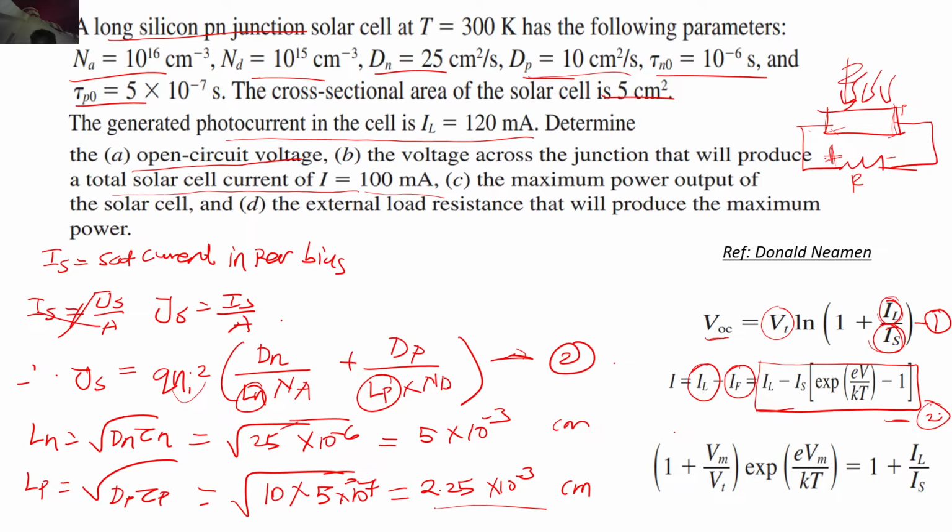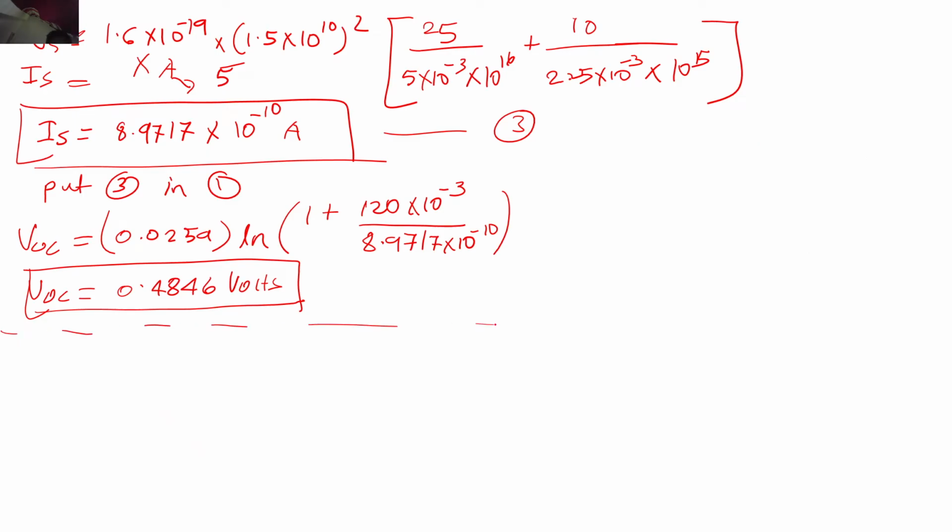Now let's check, do we know everything or not? They are asking the voltage across the junction that will produce a total solar current of 100 milliamperes, right? So now let me write that equation. I is what? I equals IL minus IS times exponential of qV by kT minus 1, right? So now I has been given as 100 milliamperes, and IL has also been given to us as 120 milliamperes, right?